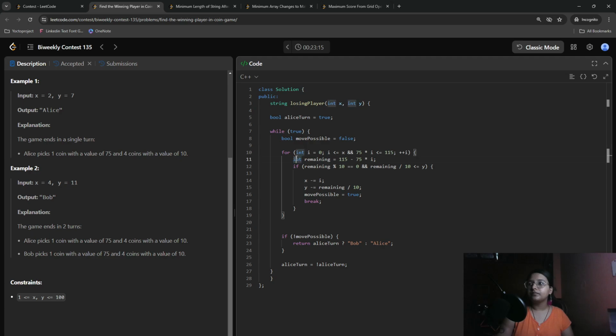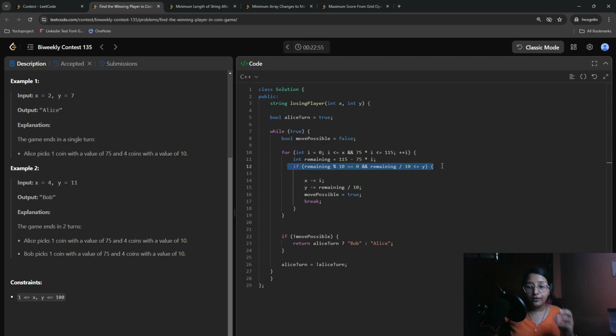So here remaining would be 115 minus 75 into I, meaning the number of coins we have taken from that 75 denomination. We need to subtract that from 115 so that we can get how many remaining are there, and we need to fulfill them with the 10. That is the thing. So that is what we are doing in the next line.